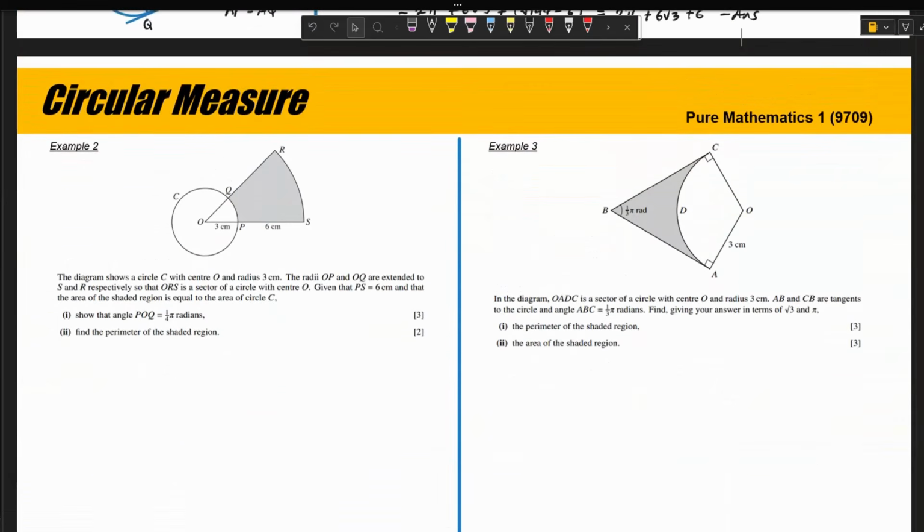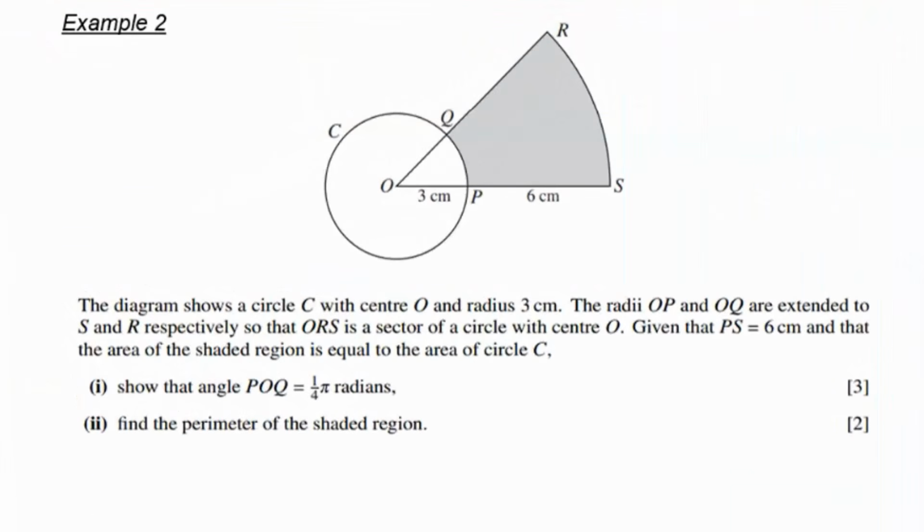Let's move on to the second example. It says the diagram shows a circle with center O, and radius 3 centimeters. The radii OP and OQ are extended to S and R respectively, so that ORS is a sector of a circle with center O. Given that PS is equal to 6 centimeters and that the area of the shaded region is equal to the area of circle C, in part 1, show that POQ is equal to 1/4 pi radians.